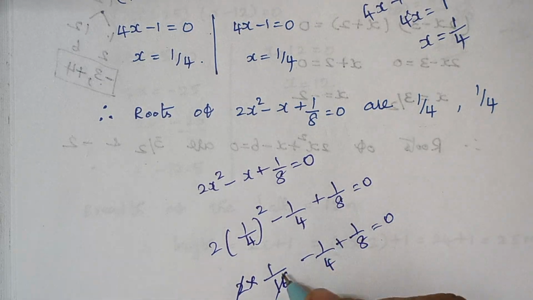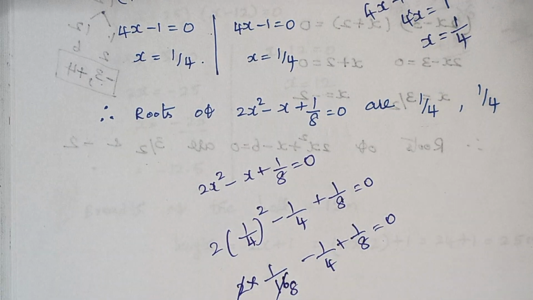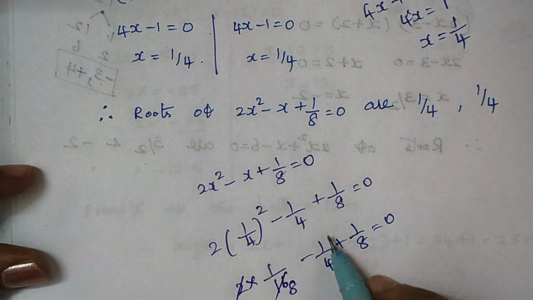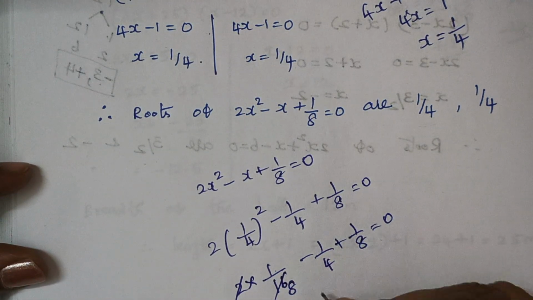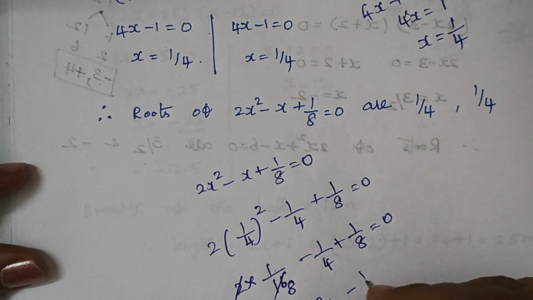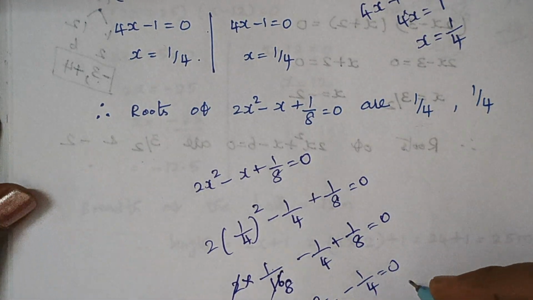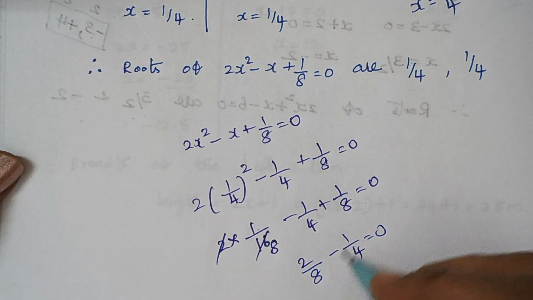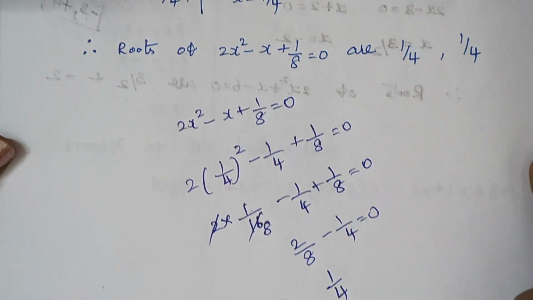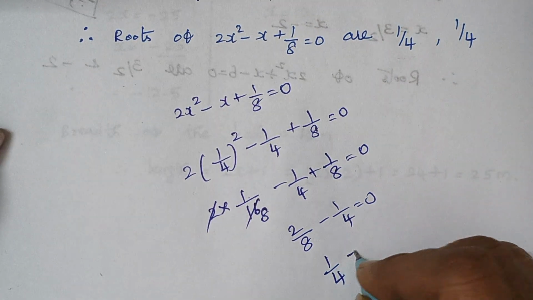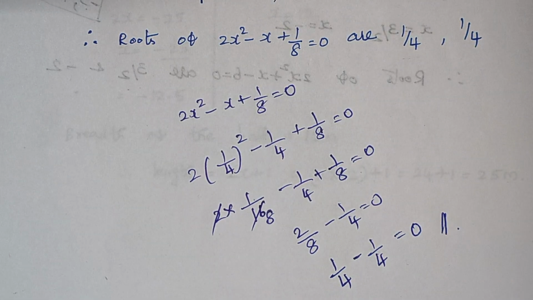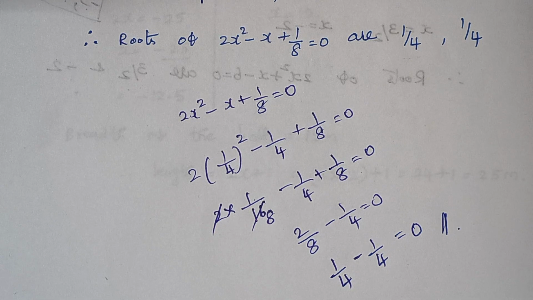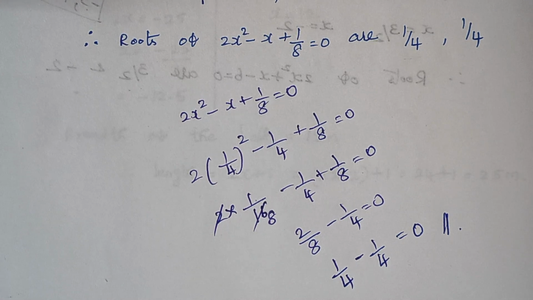So here 2 into 1/16 is 1/8. So 1/8 − 1/4 + 1/8. When you add 1/8 plus 1/8, it becomes 2/8, and minus 1/4 equals 0. What is 2/8? 2/8 is nothing but 1/4, when you cancel by 2. So 1/4 − 1/4 equals 0. That's all. If you want, you can have a check.